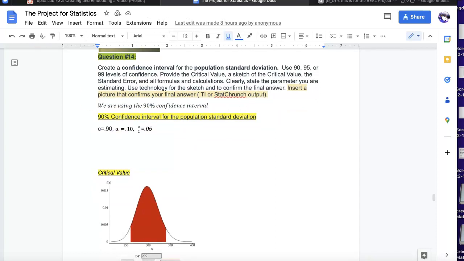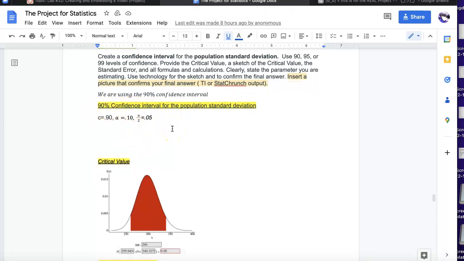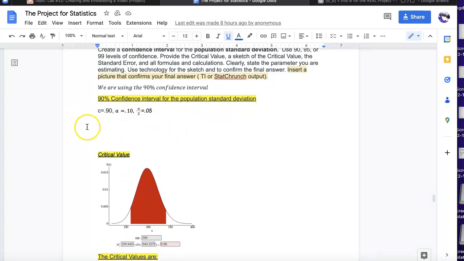Provide the critical value. Alrighty, so let's start off by stating what confidence interval we're going to be using, which is we are going to be using the 90% confidence interval. Stating our parameters, which is C is equal to 0.90, our alpha 0.10, and our alpha divided by 2 is 0.05.